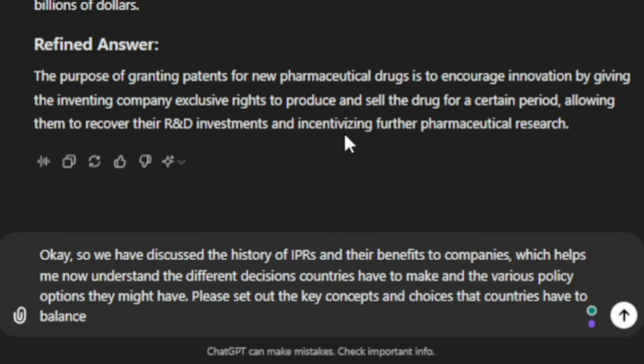Okay, so I've created a prompt here which says, now we've discussed the history of IPRs and their benefits to companies, which helps me understand the different decisions countries have to make and the various policy options they might have. Please set out the key concepts and choices that countries have to balance. So what I'm trying to do here is to start that critical thinking about bringing all of these concepts together into an overarching view of IPRs. So let's see what we get.